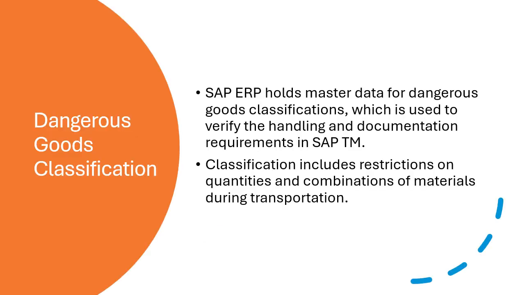Next is the dangerous goods classification. Dangerous goods are classified into specific categories based on properties like flammable, corrosive, or toxic. So SAP EHS manages these classifications and ensures proper documentation for transportation.